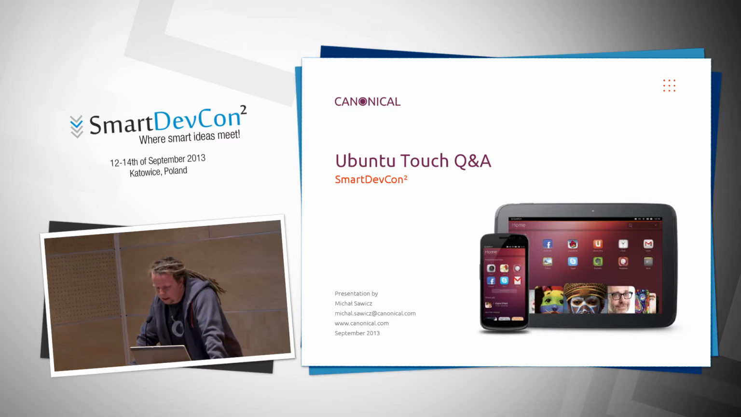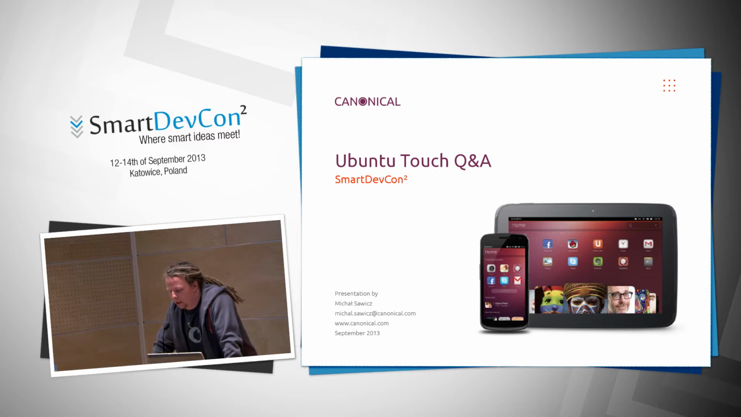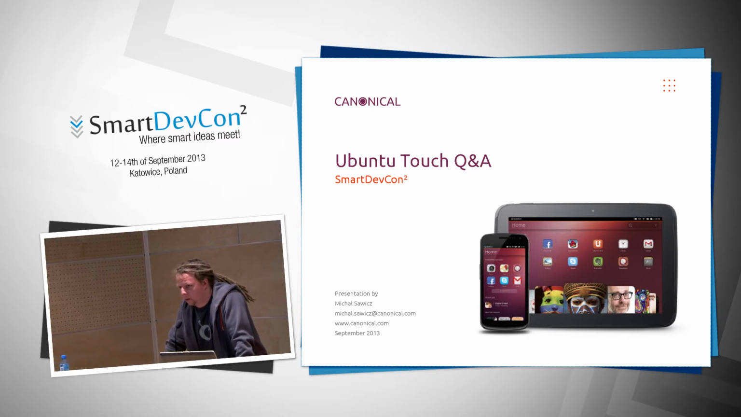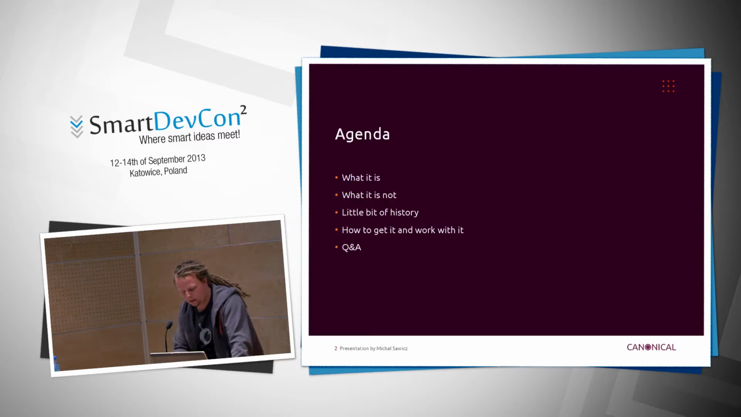I work for Canonical. I'm mostly focused on Ubuntu Touch, on the shell of Ubuntu Touch, so the home screen, the indicators, etc. And I will try and tell you quickly a little bit about Ubuntu Touch, what it is, what it is not, a little bit of its history, and how to get it, what to do with it, and then hopefully we'll have some questions that I can answer. So let's start.